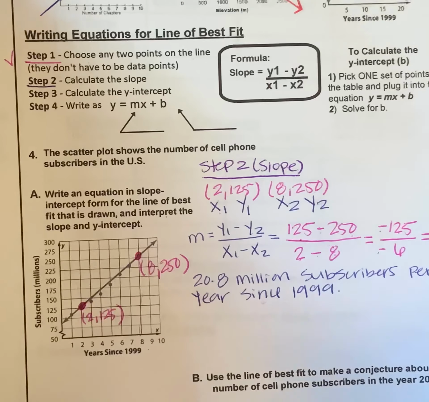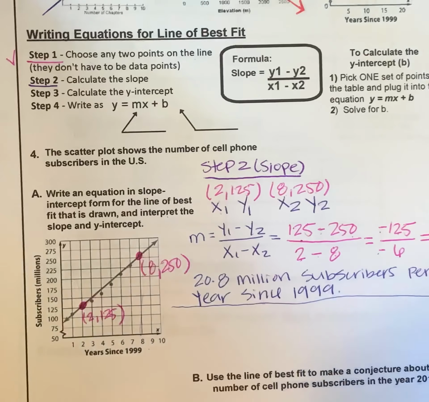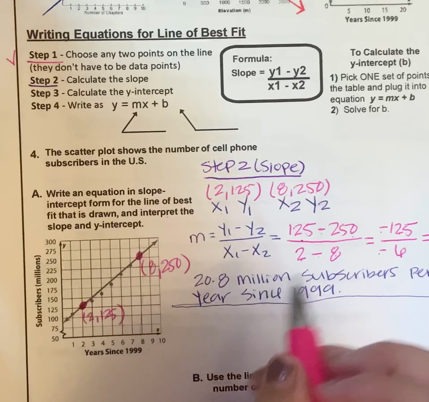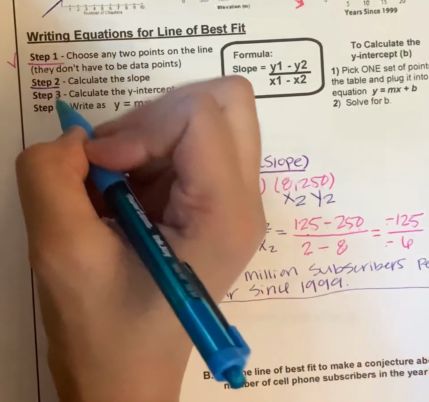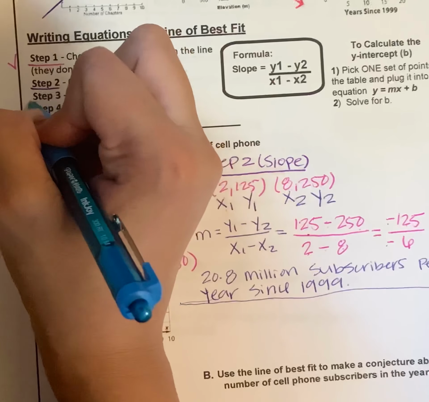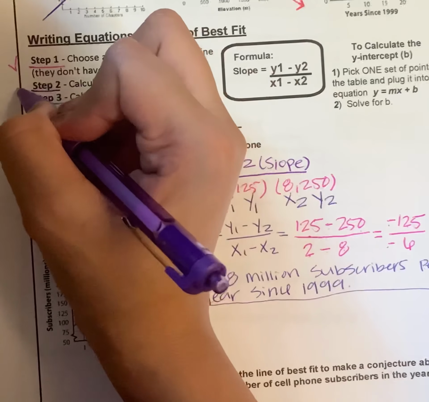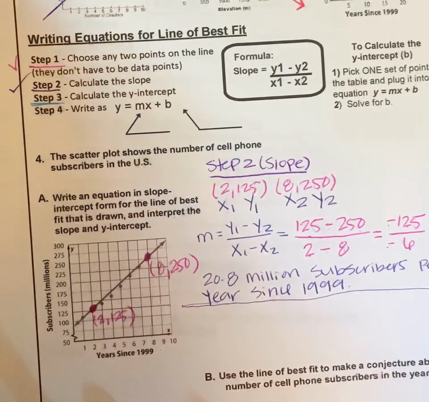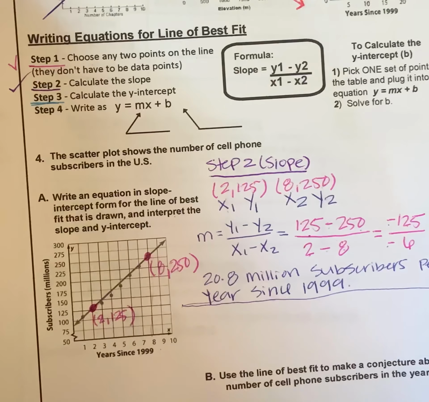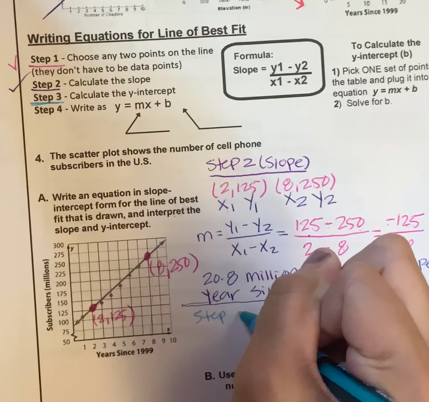Okay. So I'm going to go ahead and draw a line, just so for our next step we don't get confused. Step 3 says calculate the y-intercept. And before I forget, I'm going to go ahead and check off step 2 because that's what we did. We found our slope. Step 3 says calculate the y-intercept. So let's go ahead and label that.